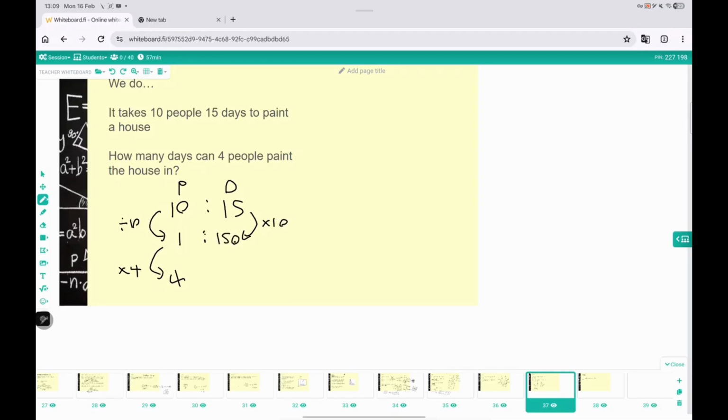Which gives me 150. Okay, if it takes 10 people 15 days, then only one person's going to take 10 times as much time, 150 days. So that poor person would be there for half a year, so they need help, don't they? So again, if we times by 4 on that side, we divide by 4 on this side, which gives me 37.5 days. Still quite a long time, but you know, a month doable. Remember, days we can leave as a decimal there. Yeah, and that's the end of Unit 5, Percentages and Proportion.